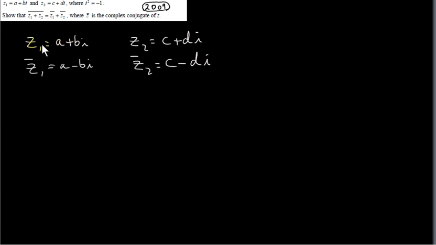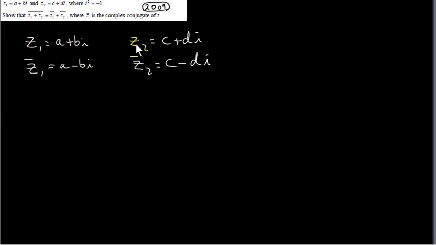z1 equals a plus bi and z2 equals c plus di, where i squared equals minus 1. Show that the conjugate of z1 plus z2 equals the conjugate of z1 plus the conjugate of z2. The conjugate of z1 is got by changing the sign of the imaginary part. So the imaginary part of z1 is plus b, so we just change it to minus b.